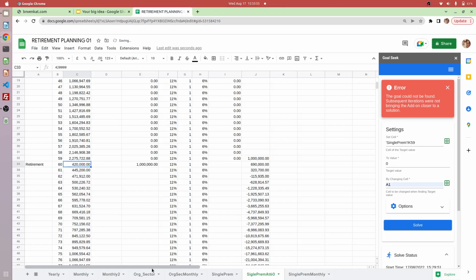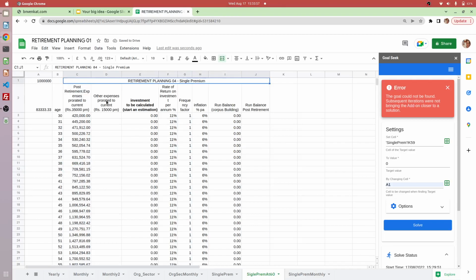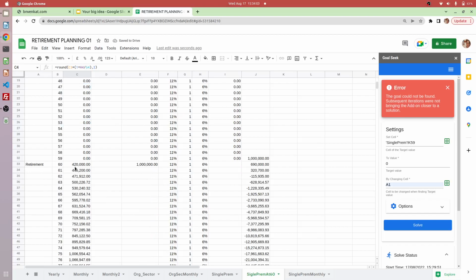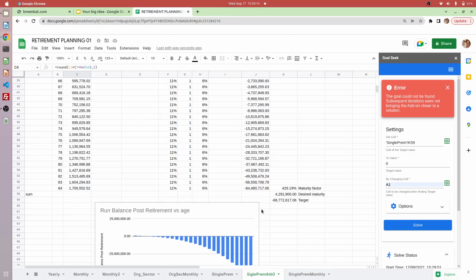The previous figures, we can leave as 0 itself. 30 is not concerned. Our present age is 60. Therefore, at the 60th age, we start with 4 lakh 20,000. Now, we have considered 10 lakh as the investment. Let us now calculate our target, goal seek. Goal seek.